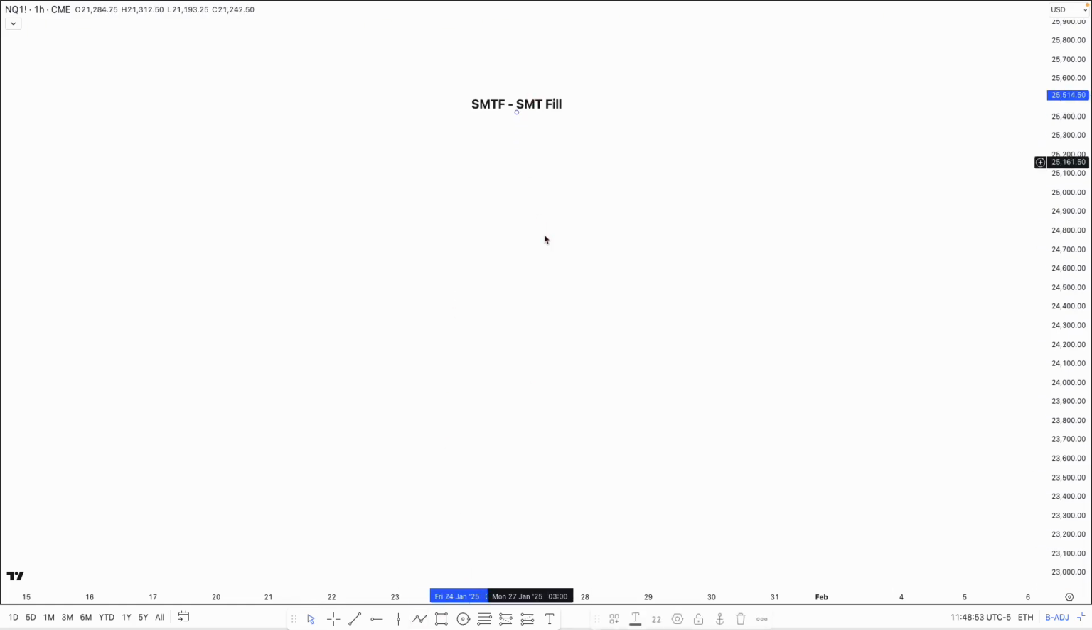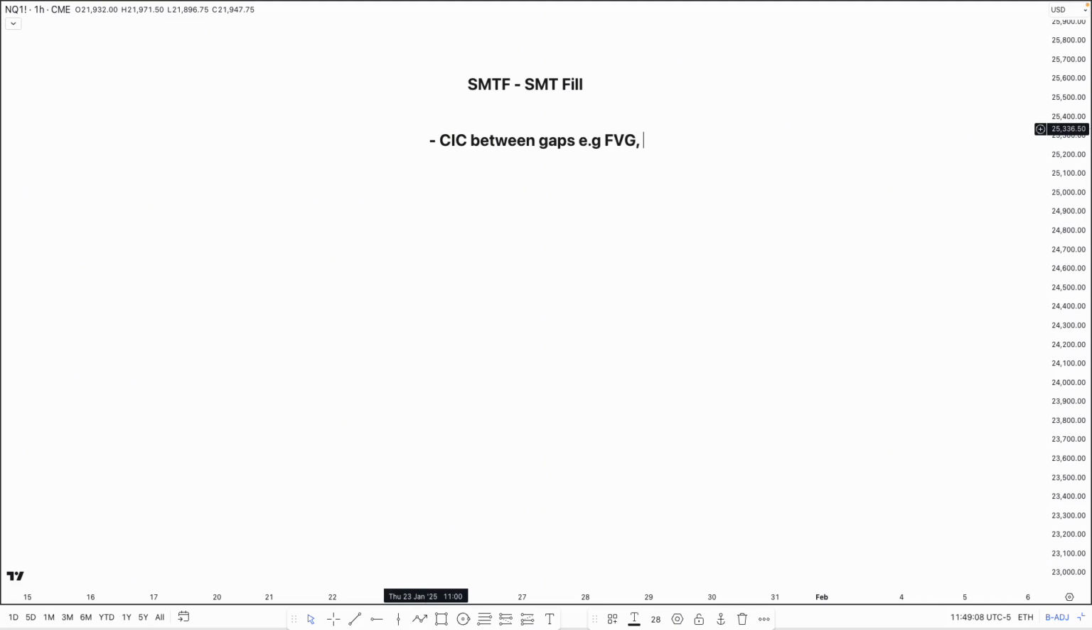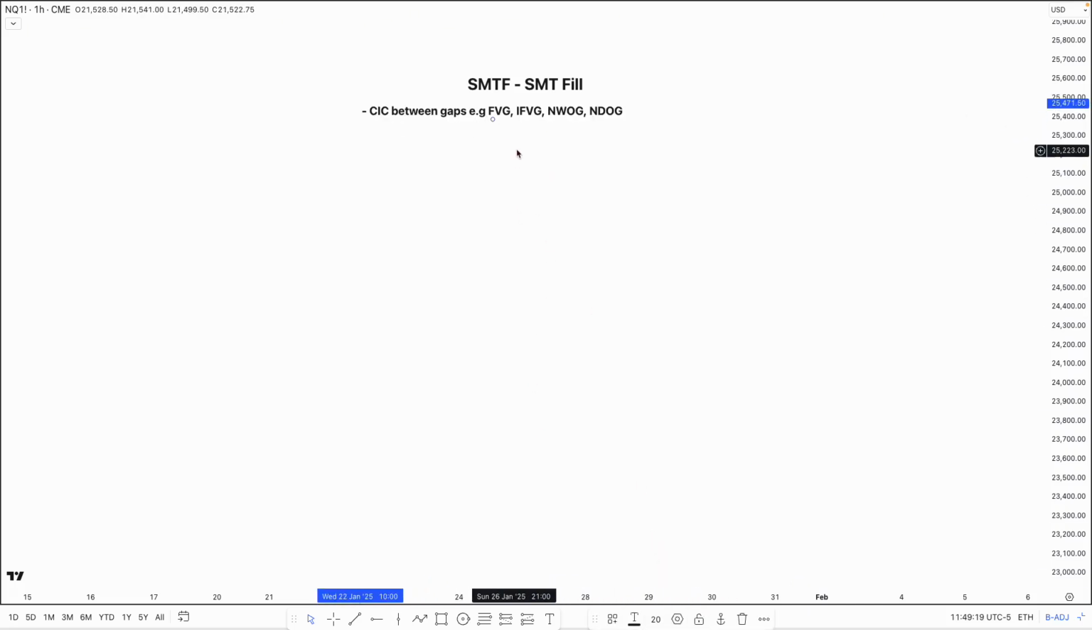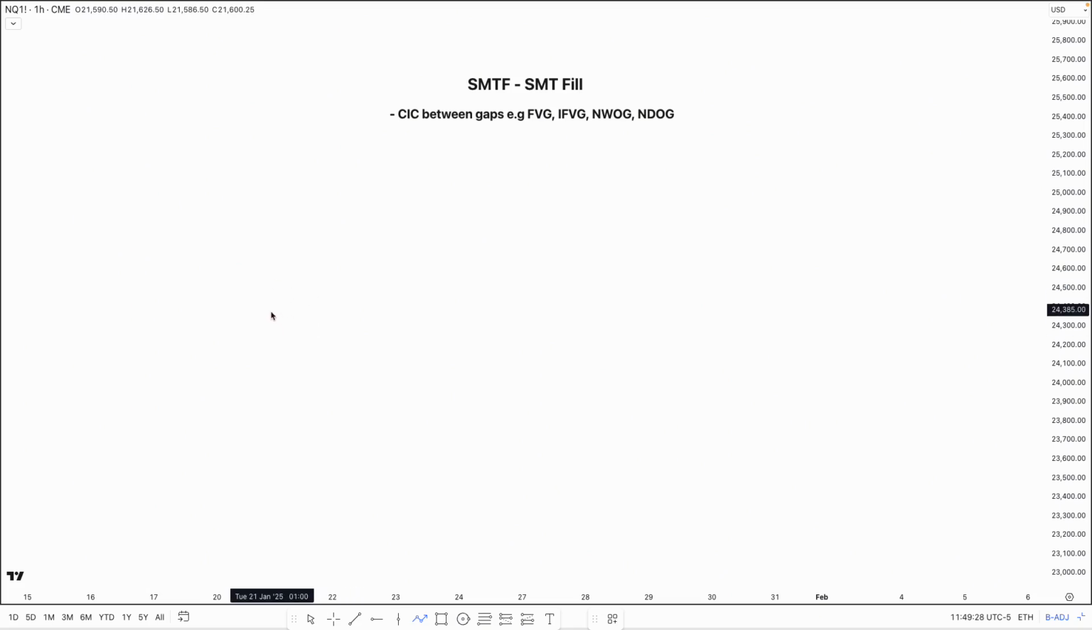Now this can be any type of gap, like your fair value gap, balanced price range, or inversion fair value gaps, new week opening gaps, new day opening gaps. Okay, any type of gap can be used. And what this would look like on a chart is this.